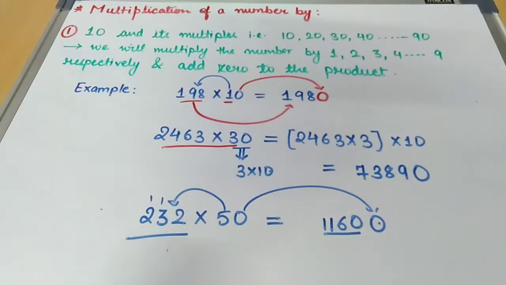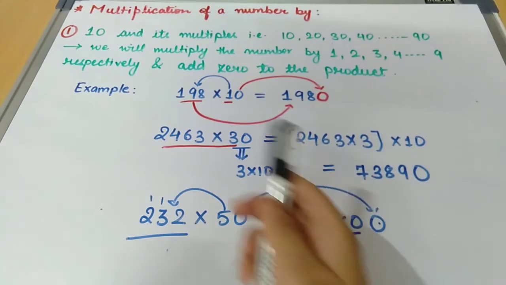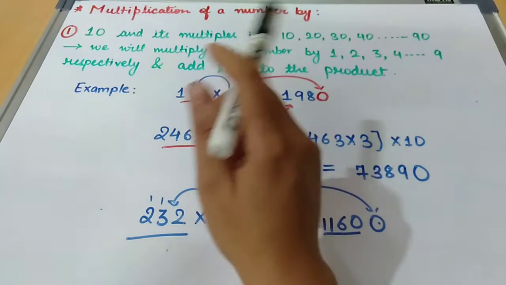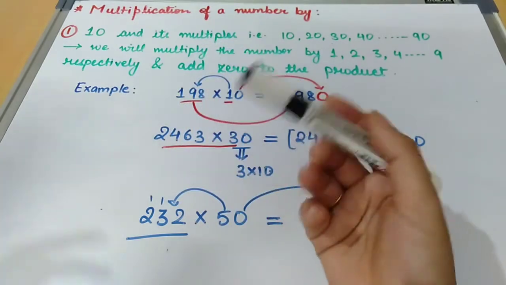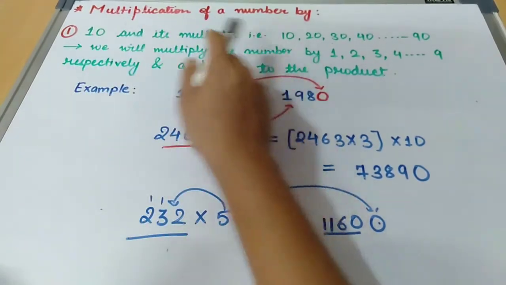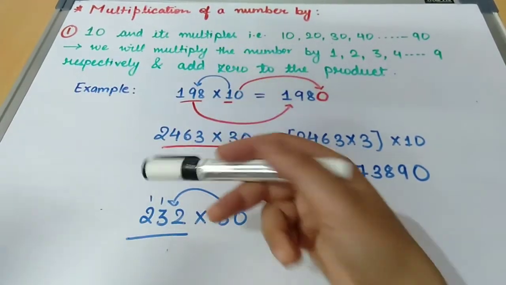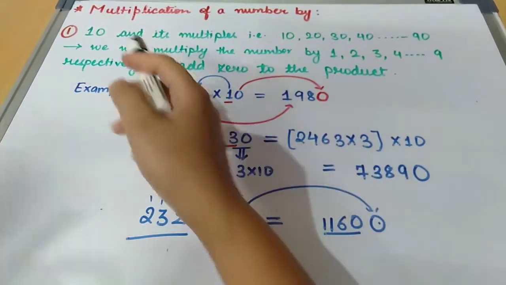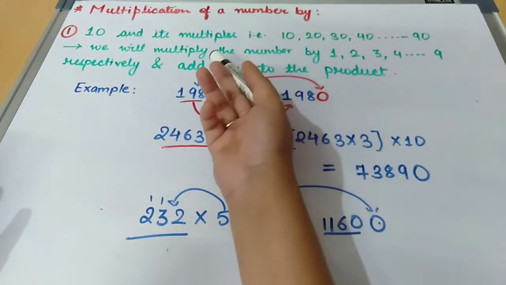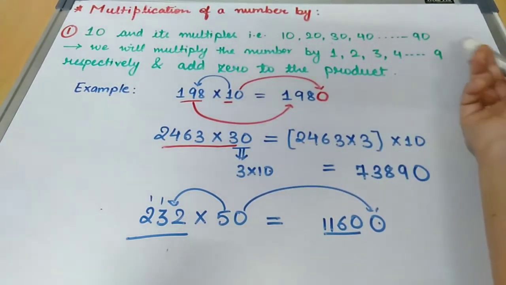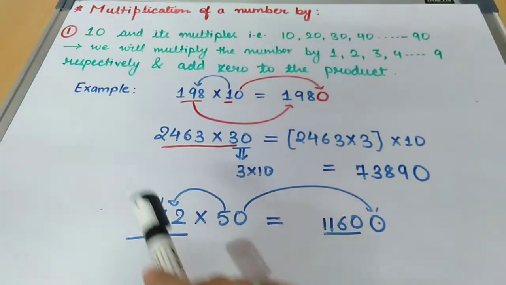So students, let us see some of the basic concepts of multiplication. Here we will see multiplication of a number by 10, 100, 1000 and their multiples. First we are going to see multiplication of a number by 10 and its multiples. That means multiplying a number by 10 or the multiples that come in the table of 10, like 20, 30, 40 up to 90, which are completely divisible by 10.